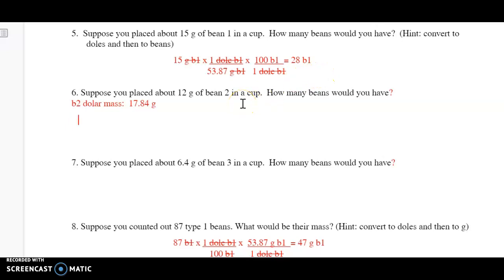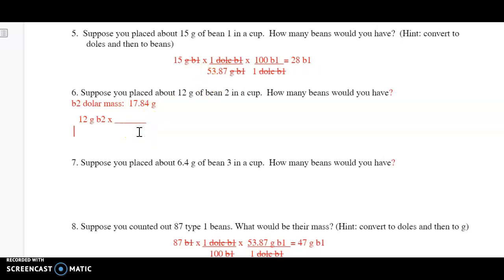So let's start out with our given information, 12 grams of bean 2. And again, that's what's in the problem. That's what we're trying to change. That's always how you start out a conversion. The next thing you do is multiply by a ratio. So I always set it up as a ratio here, with an underscore. This is going to be our conversion ratio.